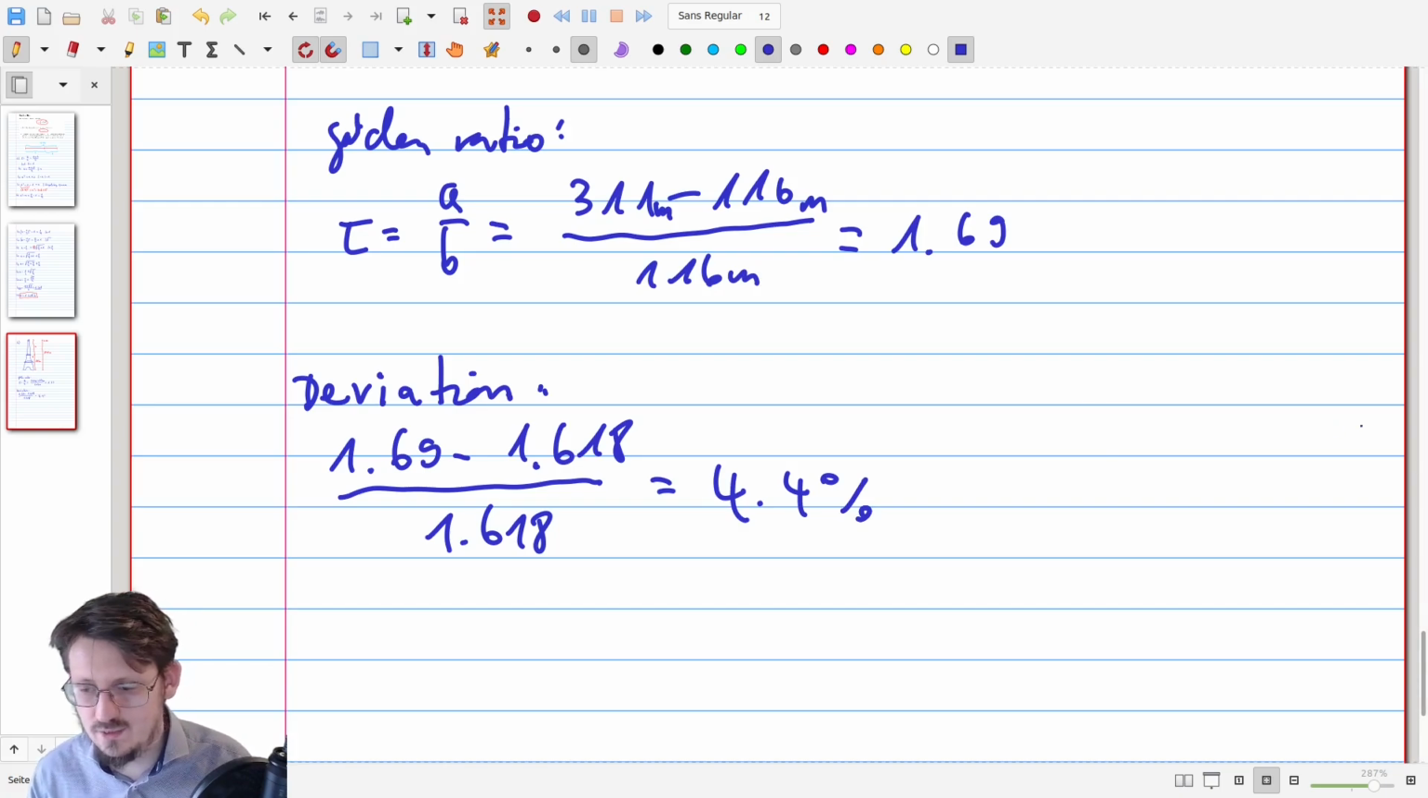4.4%. And this is quite interesting, because I think when you take all the measurement errors into account, in addition to some construction failures and all that, 4.4% is actually a really good value, and it's very close to the real golden ratio. And as I said, you can find this for many buildings in the world, that you have certain ratios obeying this golden ratio. And I hope that you find this instructive.